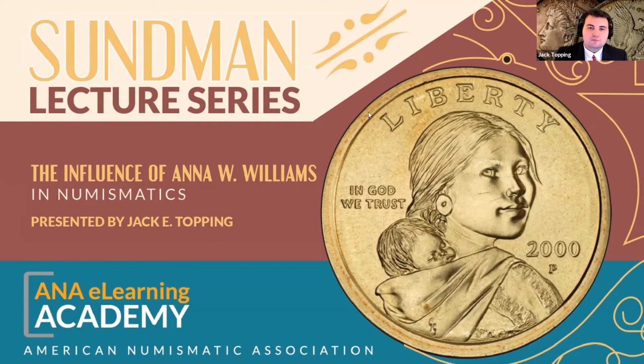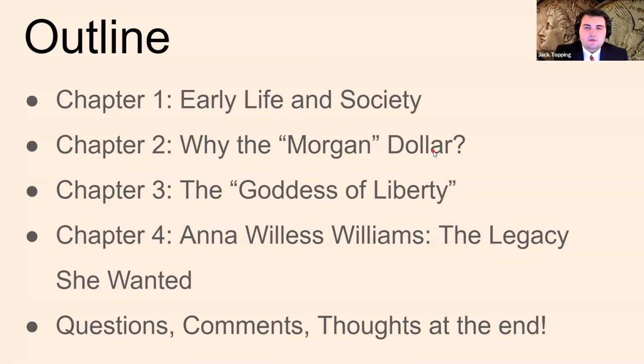I wanted to go over the breakdown of the presentation first with all of you, okay? So let's go ahead and go down. This is broken up into 4 chapters. The first chapter is going to be early life and society. The second chapter is why the Morgan dollar. The third chapter is the Goddess of Liberty. And chapter 4 is Anna Willess Williams, the legacy that she wanted. And like Brianna said, questions, comments, thoughts at the end.